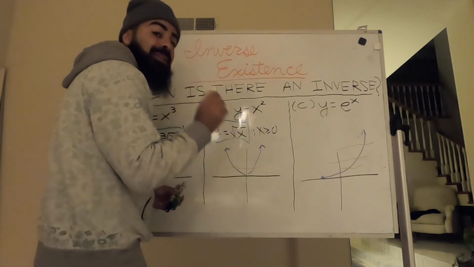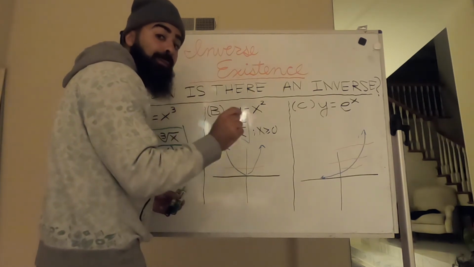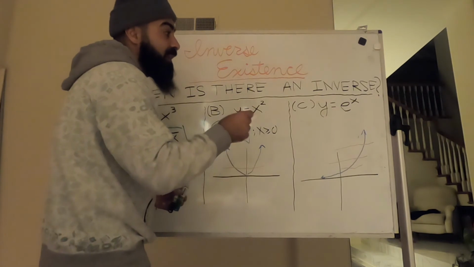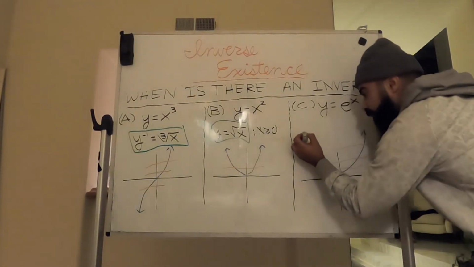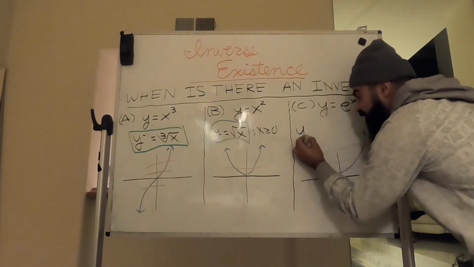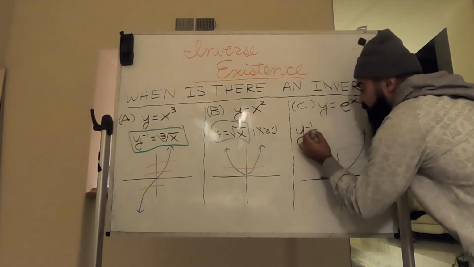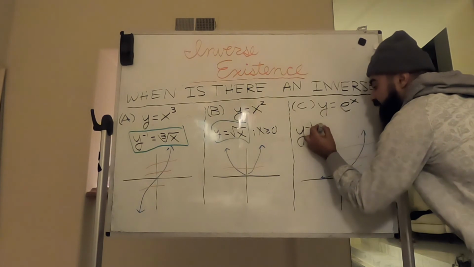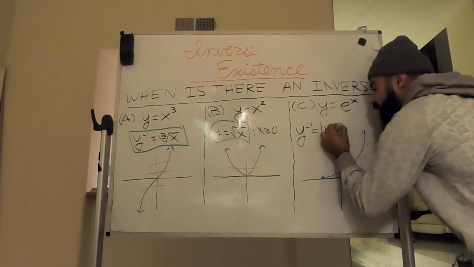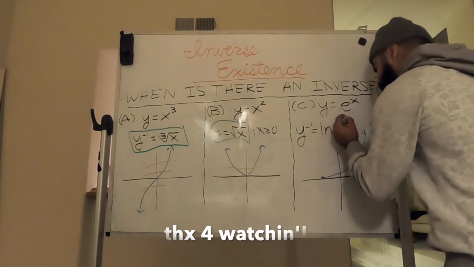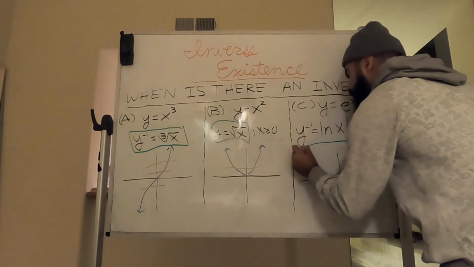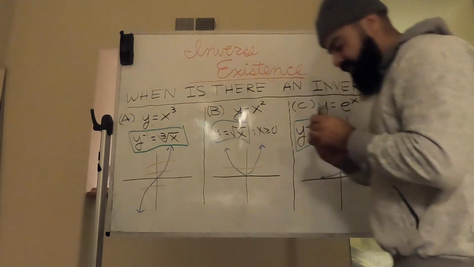And it's good to know that since natural log is just log base e, and e to the x, they are inverses of one another. That's actually a fun little exercise to do if you'd like to show yourself that these guys are inverses. The inverse is natural log of x. And that is all for existence of inverses.